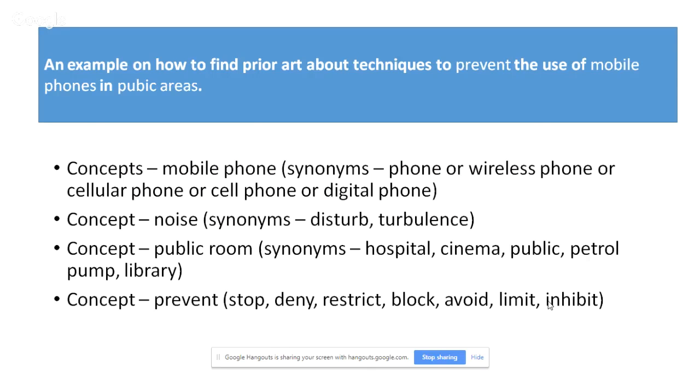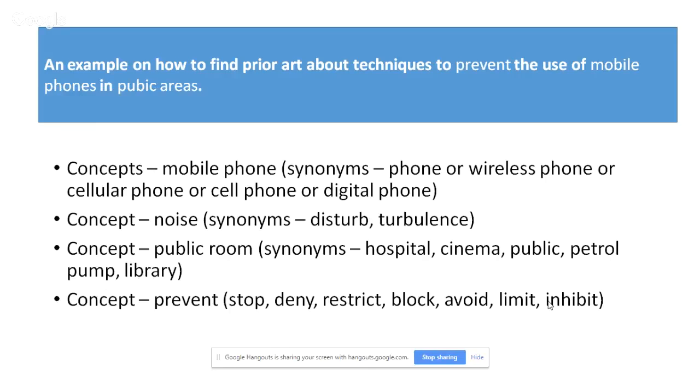Moving forward, we will take up an example where we need to find out a prior art about techniques that prevent the use of mobile phones in public areas. We know that in public areas, usage of mobile phones is quite common. So we need to find out techniques where the use of mobile phones in public areas such as schools, colleges, hospitals, libraries, cinema can be avoided by default.